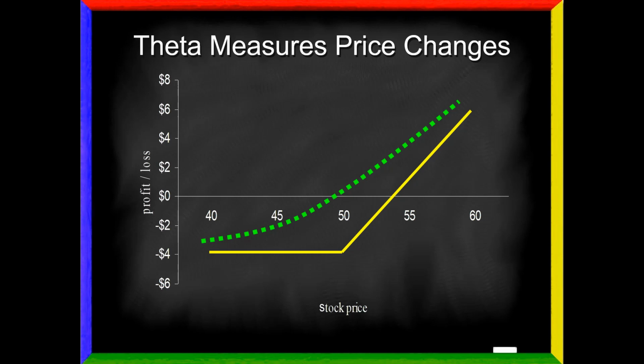Also notice, since we've talked about delta in the previous video, another thing that we're looking at here is if the stock is below 50, my delta will be 0. And that's why this line is flat for all stock prices below 50. On the other hand, if the stock rises above 50, this yellow line goes off on this 45-degree angled portion like we saw in a long stock position.